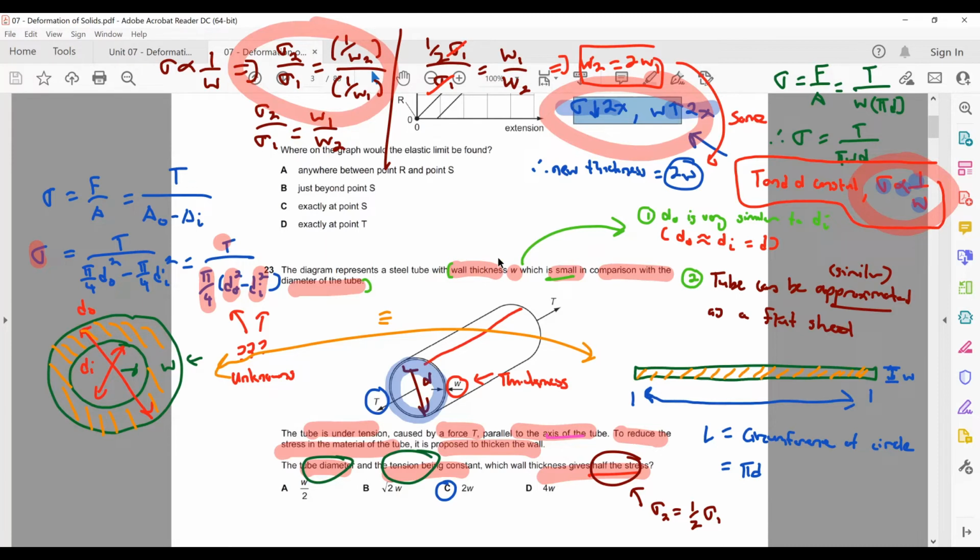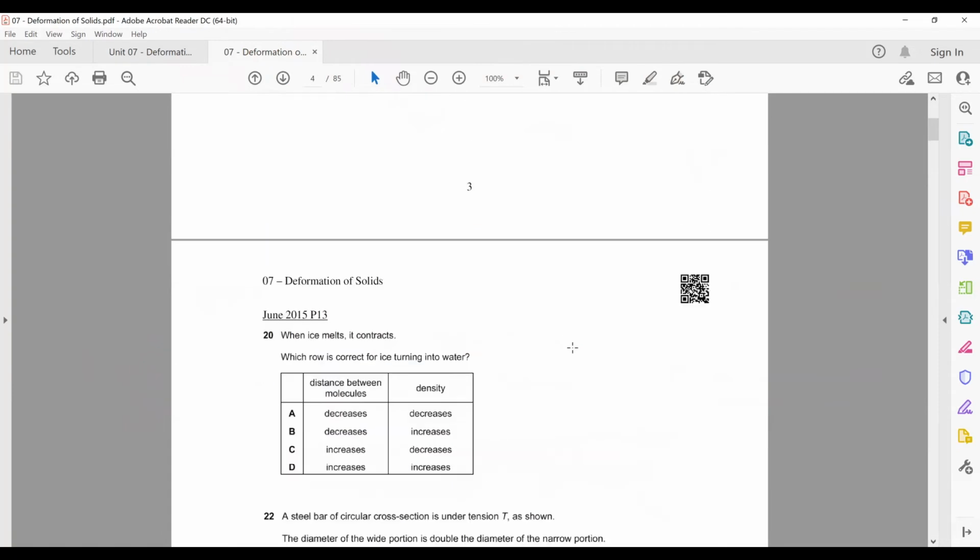Okay, so this one is okay, then I will just clear everything off. I'll clear everything up. Then we move to the next one.